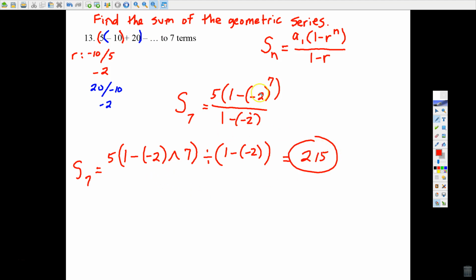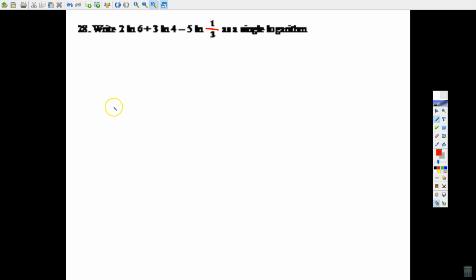Okay, so know the formula, know how to plug in to replace the certain letters of the formula, and then obviously know how to use your calculator correctly, parentheses where needed, and then avoid this common mistake, subtracting a negative. Okay, so that takes care of number 13, and then let's try number 28.